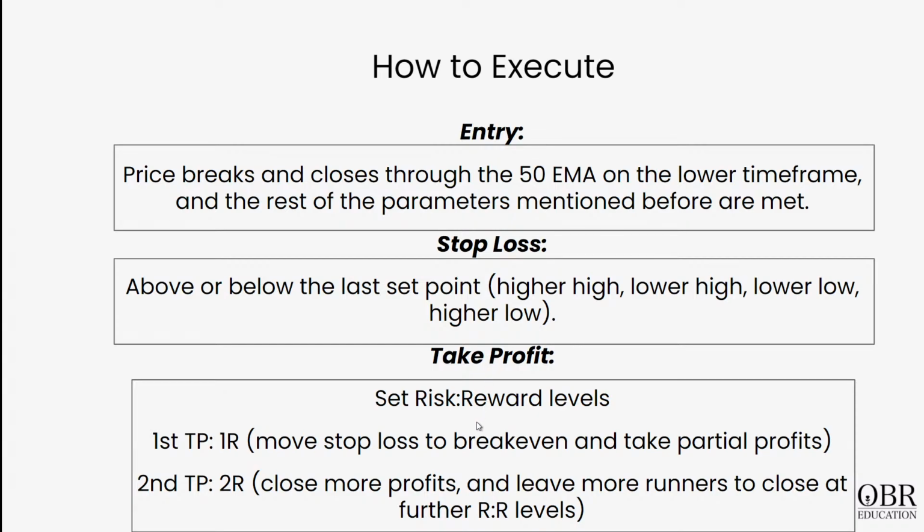So at 1R, which we'll go into risk reward levels in the next couple of examples you'll see, at 1R, I'm moving my stop loss to break even and taking partial profits. That can be 1/3 of the position. That can be 1/2 of the position. At take profit 2, that is at 2R, I'm closing more profits and leaving more runners to close at further risk reward levels, like 3R, 4R.